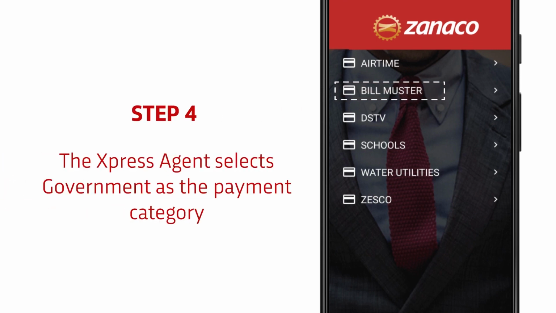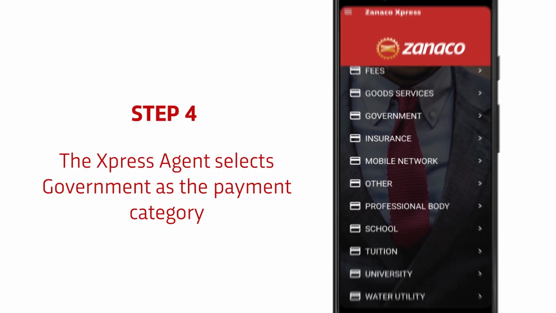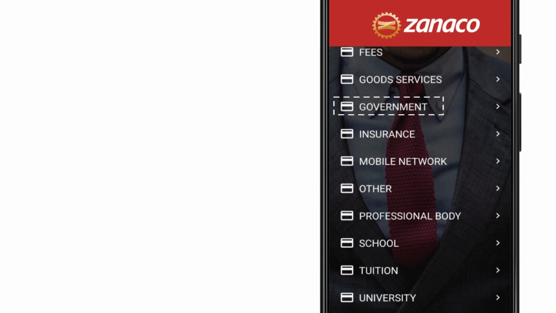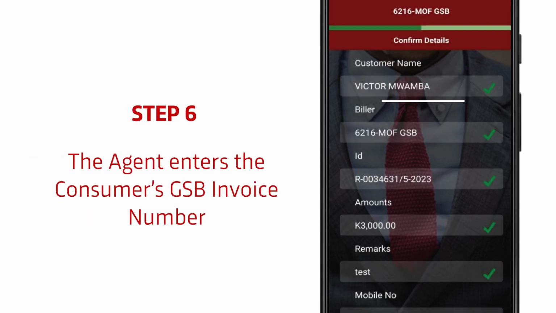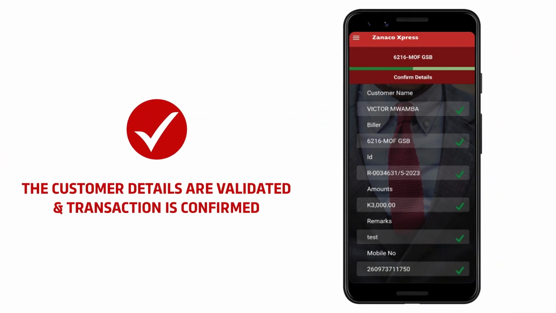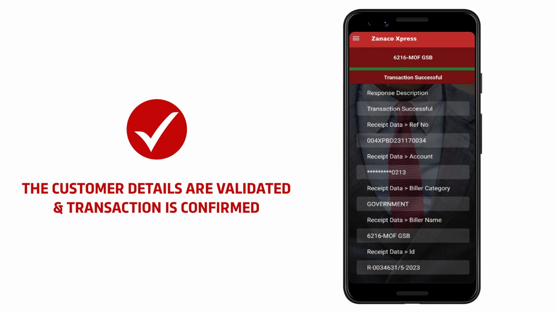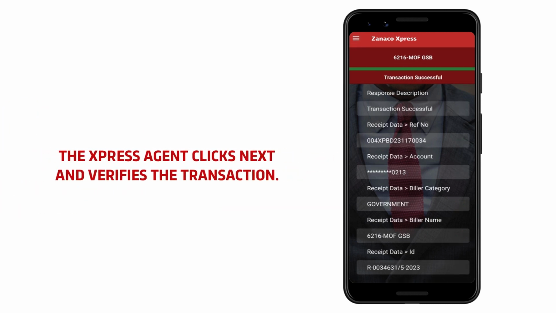After selecting Bill Muster, the Express agent selects Government as the payment category. The agent should select 6216 MOF GSB. The agent enters the consumer's GSB invoice number. The customer details are validated on the system and the transaction is confirmed. The Express agent clicks Next and verifies the transaction.